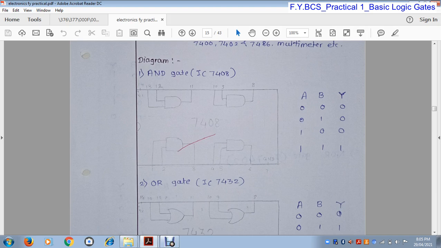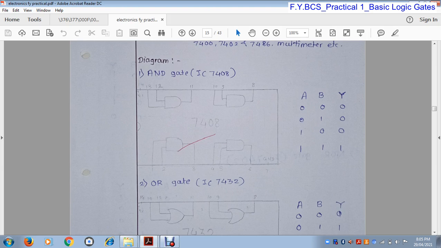Similarly, pin number 9 and 10 are the inputs of the third AND gate and pin number 8 is the output of the third AND gate. Okay. Pin number 12 and 13 are the inputs of the fourth AND gate and pin number 11 is the output of the fourth AND gate.